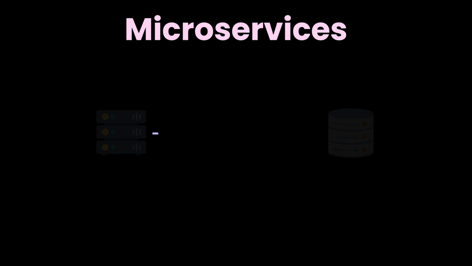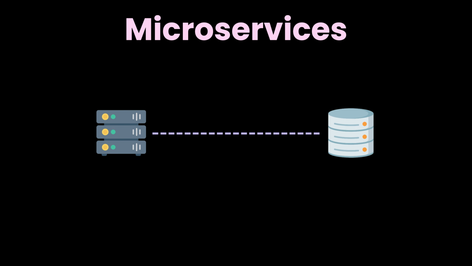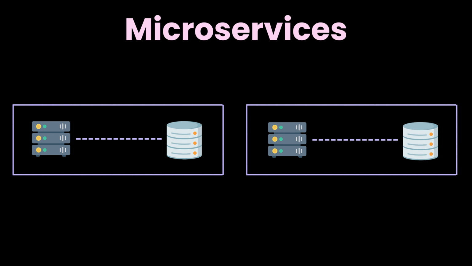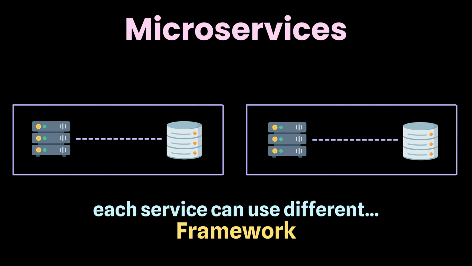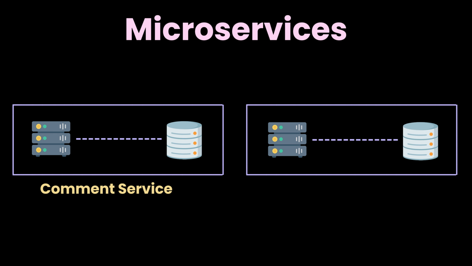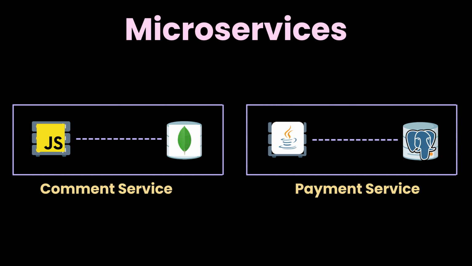As systems grow larger, another architectural pattern often comes into play: microservices. Instead of having one large backend that handles everything, the system is split into multiple smaller backends, each responsible for a specific task. Each service can use a different programming language, framework, or database depending on what fits best. For instance, a comments service might use JavaScript with MongoDB, while a payments service might use Java with Postgres. This keeps each codebase smaller, more focused, and easier to maintain, especially as teams and applications scale.